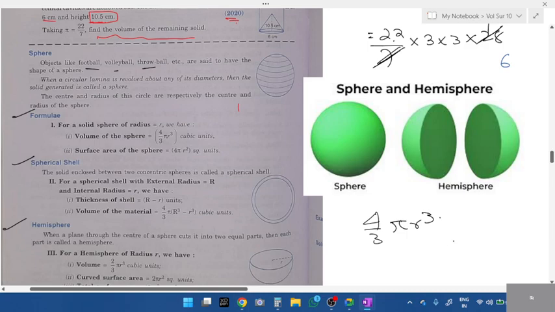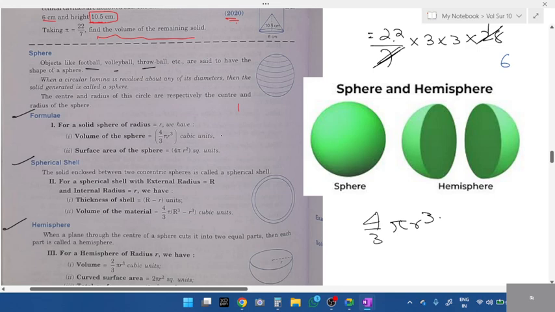You have to memorize, students. Sphere, you can't compare it with cylinder and cone. The reason is cylinder and cone have a straight line, so we can relate and study. This doesn't have any straight line. So the formulas will be totally different.